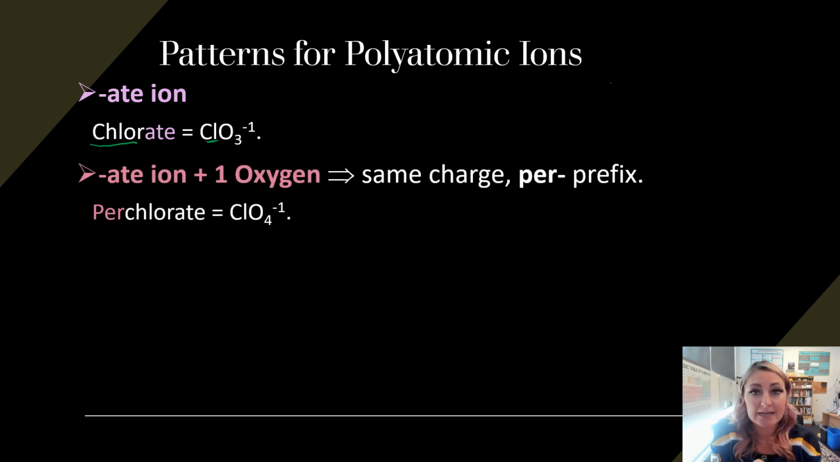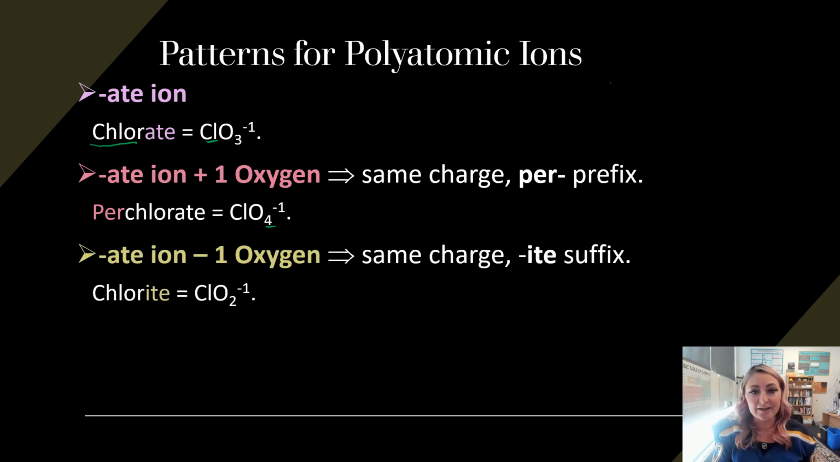If you have your -ate ions, your base -ate chlorate, but you add an additional oxygen, it's going to have the same charge, but you're going to put a per- prefix in front. So, for example, ClO4 is perchlorate, so it's the base with an extra oxygen.